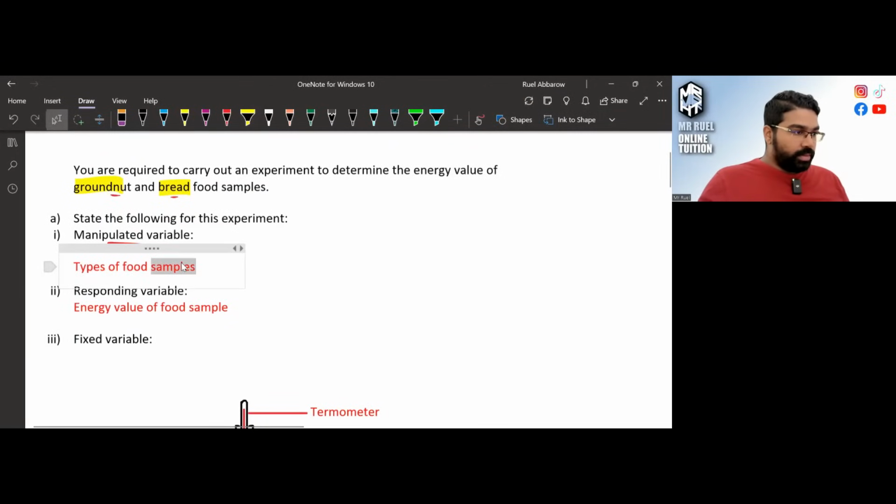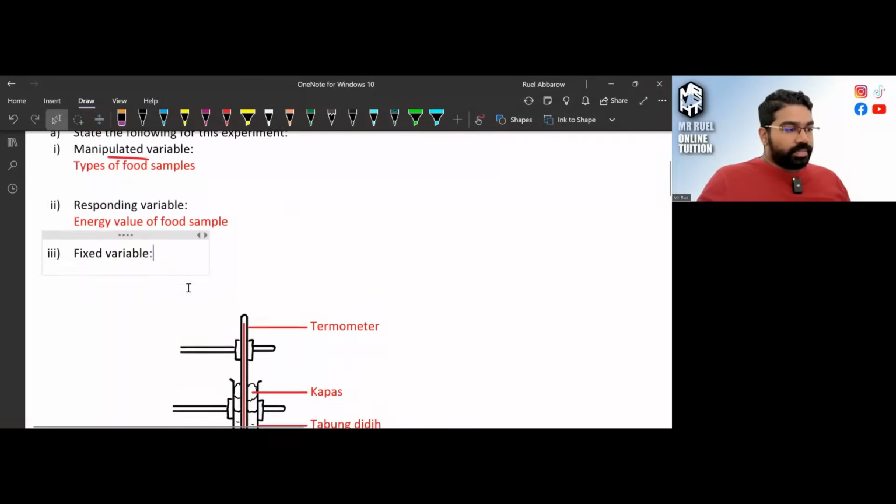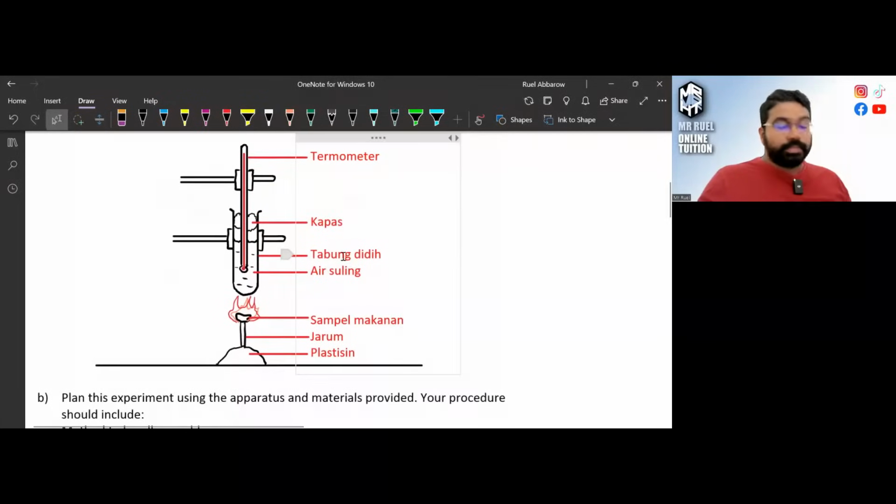Okay, so then what is the fixed variable? What don't we change? In this experiment, this is the setup, all right? What we are going to keep constant is, can you see we have distilled water inside here? All right, we have distilled water here.